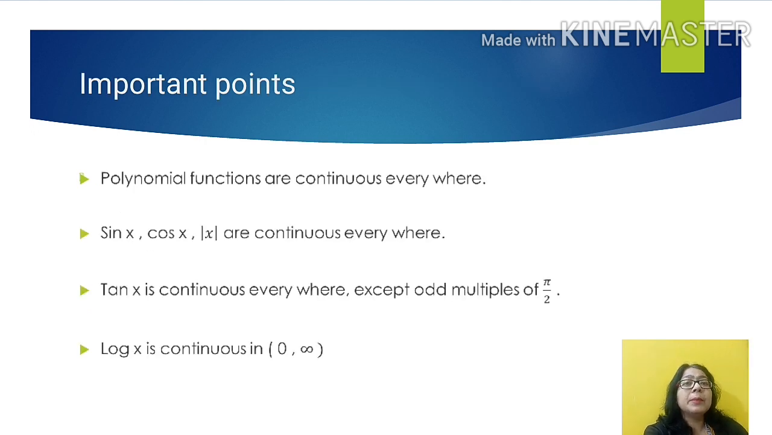So a few important parts to remember: a polynomial function is continuous everywhere. Next, sin x, cos x, and modulus x are continuous. Then tan x is continuous except at odd multiples of pi by 2. As we know, tan pi by 2 is infinity. Next, log x is also continuous in the interval 0 to infinity. So now let us start solving a few sums.